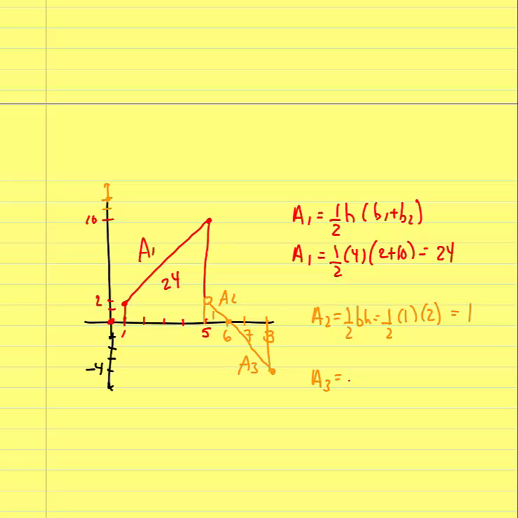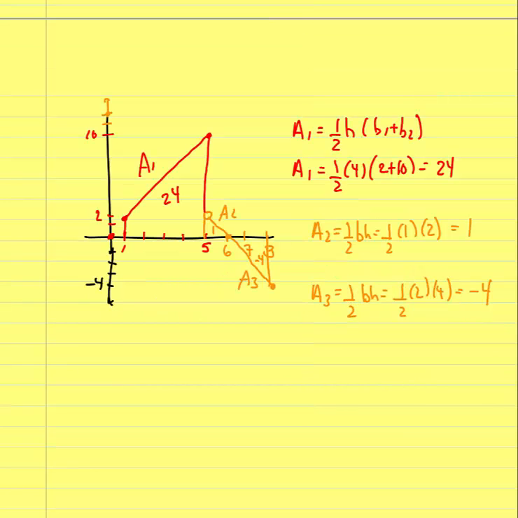A3, 1/2 base times height. It's another triangle. The base here is 2 units. The height is 4 units. And if you want to plug a -4 in there, you can. 1/2 of 2 is 1. 1 times 4 is 4, but it's below the x-axis, so we know it's a negative value. So it's a -4. If you wanted to plug a -4 in here, you could, or just realize it's below the x-axis to find that signed area.